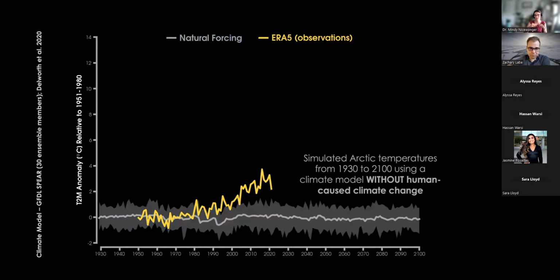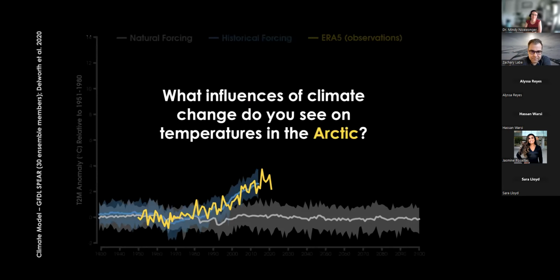Okay, so what if we run the same climate model and the only thing we do is we remove human-caused climate change? So no changes in CO2, things like that. What happens? That's what you see in the gray line. And you can see it's flat. There's no upward trend. There's no climate change. So without inducing greenhouse gases, carbon dioxide, we do not see Arctic amplification in sort of a world without humans.